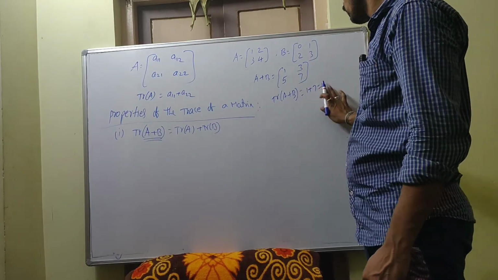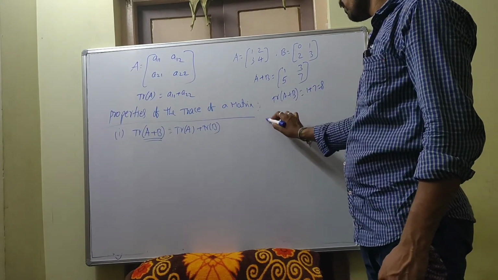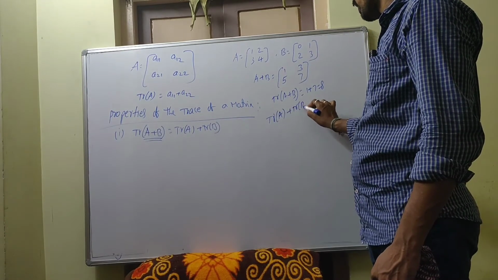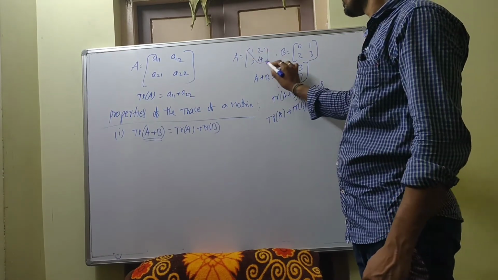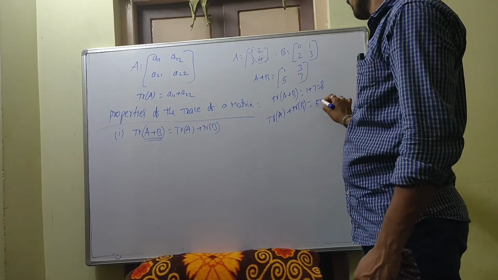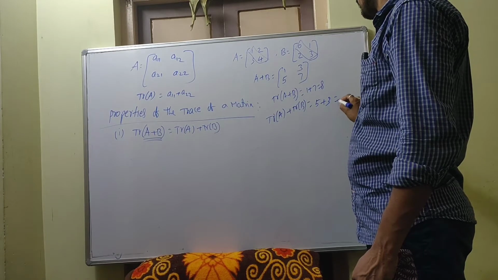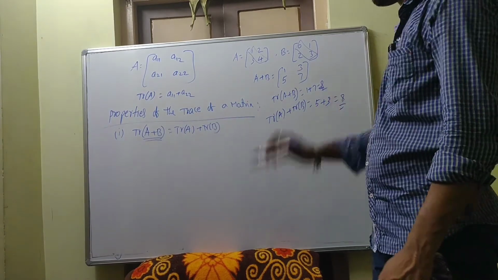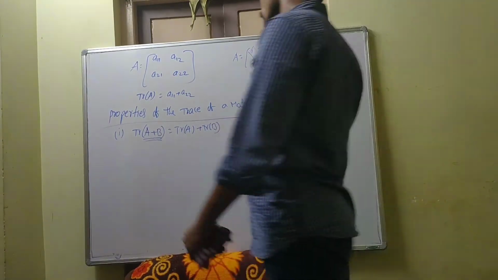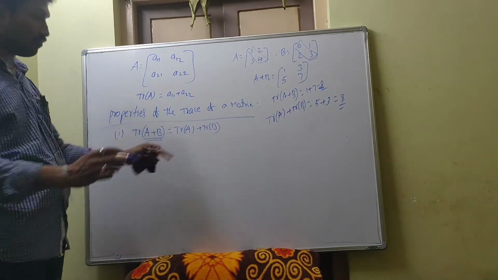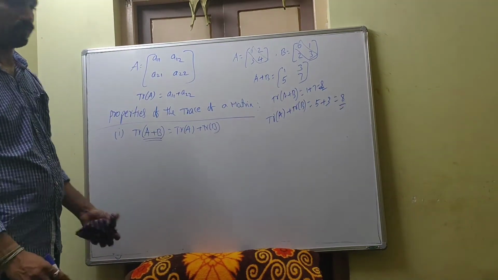Find out trace of A plus trace of B individually. Trace of A means 1 plus 4, 5, plus trace of B, which means 3. 5 plus 3 is equal to again 8. So both give the same answer. So no need to go for addition of these two matrices. Directly we can write it, if you know the matrices A, B.